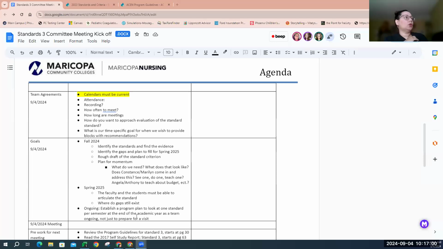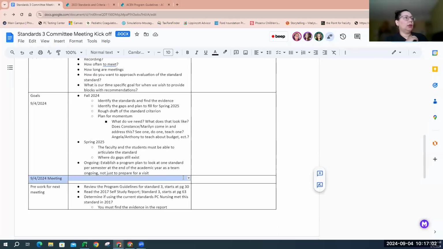Our notes from the meeting will go here, and then we will get the pre-work going for the next meeting. The other goal is to get the next meeting within about the next 2 weeks so that we can have all of our pre-work done and then establish the plan going forward from there. Any questions about that?